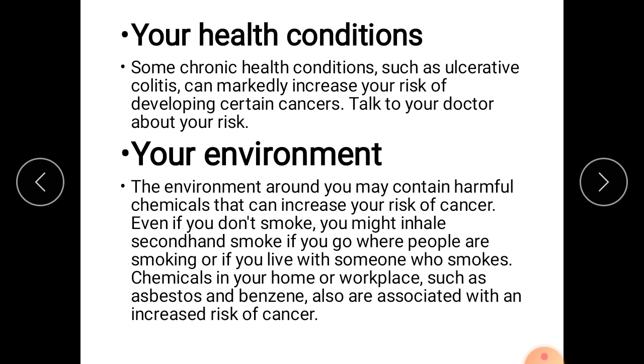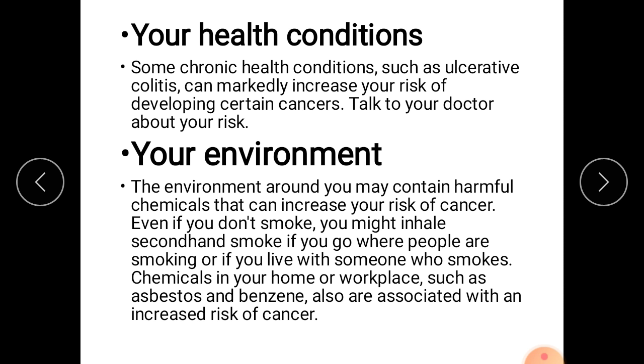Your health conditions. Some chronic health conditions such as ulcerative colitis can markedly increase your risk of developing certain cancers. In ulcerative colitis, ulcers may develop in the intestine. Ulcers may not be cured. They may extend chronically, and they may finally lead to cancer. So talk to your doctor about your risk.